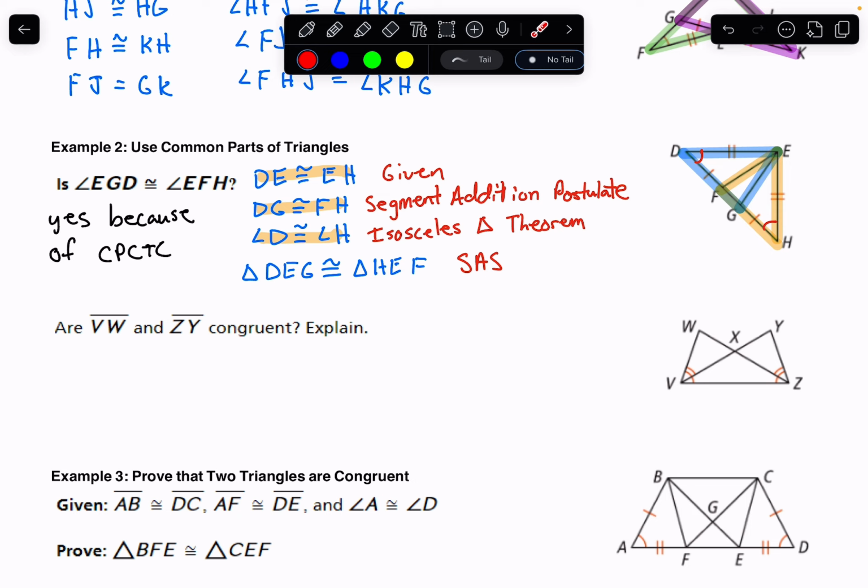Okay. So in the next example, I want to do a very similar thing. I want to find out whether VW and YZ are congruent. And I'm going to use some things about triangles and some congruent triangles to decide whether those side lengths are congruent. So I have a couple of options in terms of what triangle I want to make that has WV in it and what triangle I want to make that has YZ in it. I think I'm going to go for, and you could do this differently.